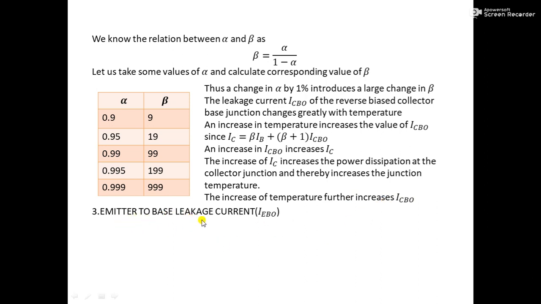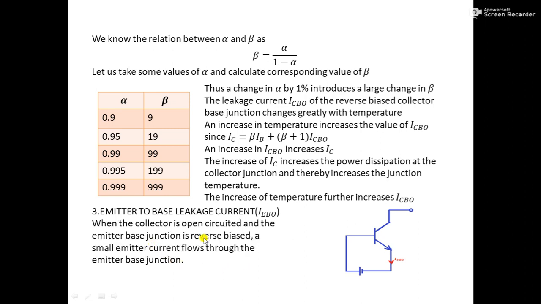Next comes the emitter to base leakage current. That is, when the collector is open circuited and the emitter base junction is reverse biased, a small current flows through the emitter base junction. This current is called the emitter to base leakage current.